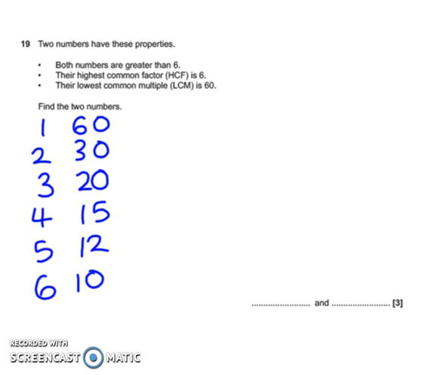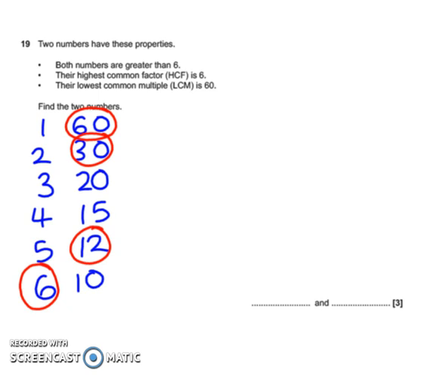Now, let's look at rule number 2 here. So they've got a highest common factor of 6. So the two numbers, they both have 6 as a factor. So I'm just going to look at our answers we've got already and think, right, which of these have got 6 as a factor? So 6 is a factor of 6, 6 is a factor of 12, 6 is a factor of 30, and 6 is a factor of 60. So we're narrowing this down now.